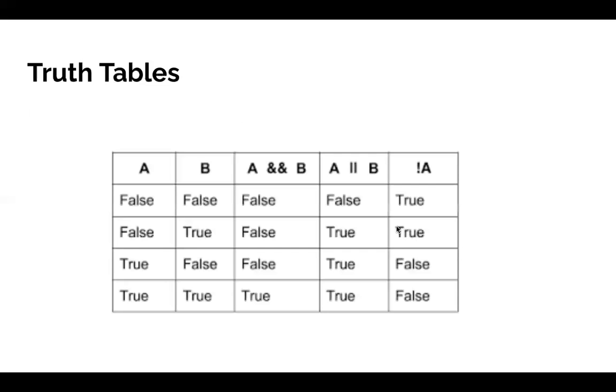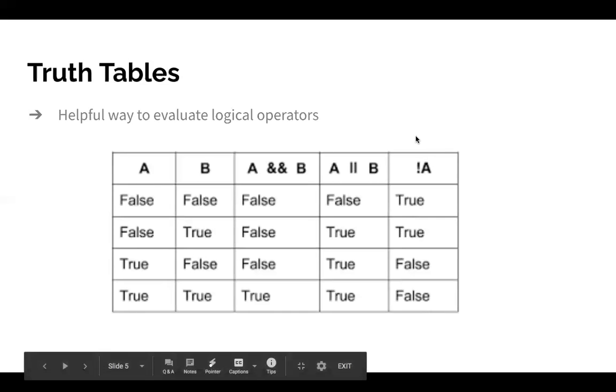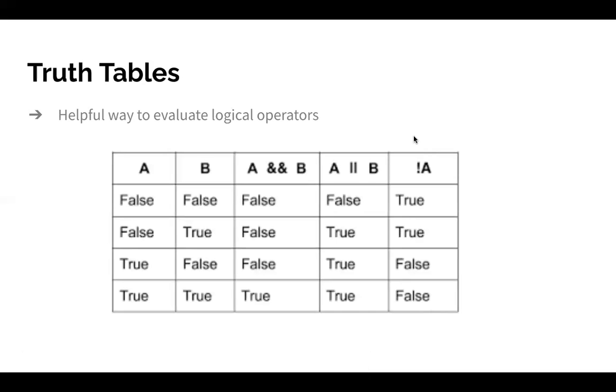An important tool that we can use to evaluate when we're looking at logical operators is truth tables. What you do is you have your two variables filled out on the left side, and then you can evaluate each condition. If we look at the first row, A is false, B is false. If we look at A and B, that means that A needs to be true and B needs to be true. Well, A and B are both false, so this logical operator would evaluate to false.